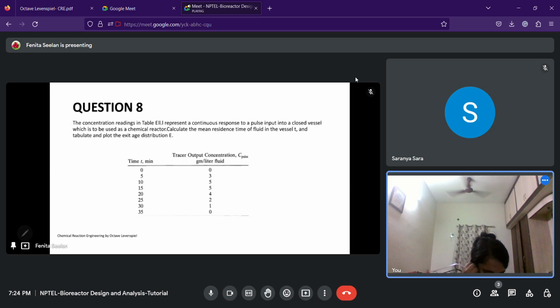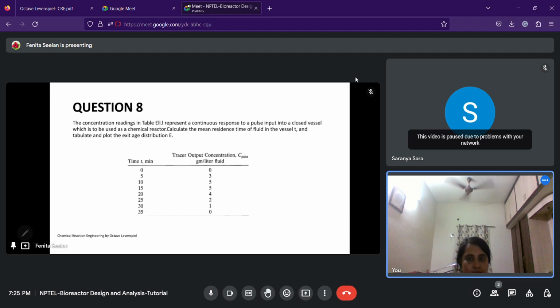So how do you draw the E curve? How can you draw it actually? It is basically a very simple problem. So we'll start solving it. So by looking into the table, can anyone of you let me know how to calculate the mean residence time, and what is mean residence time?